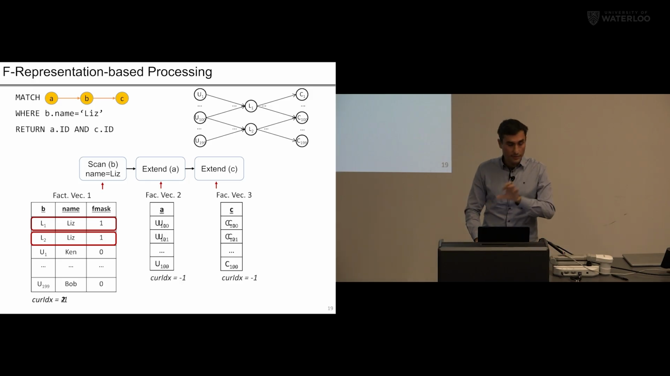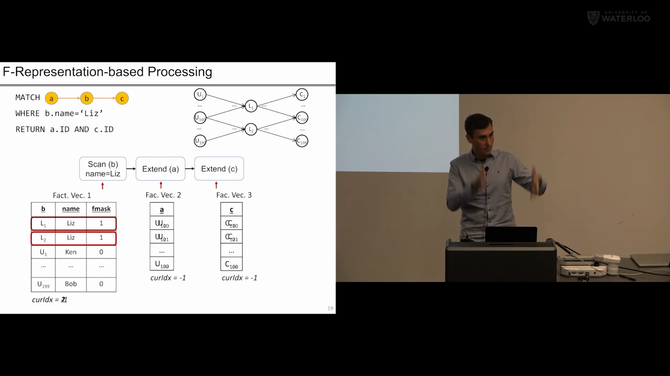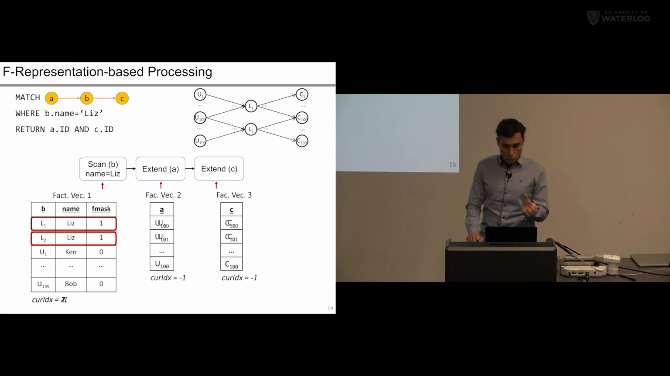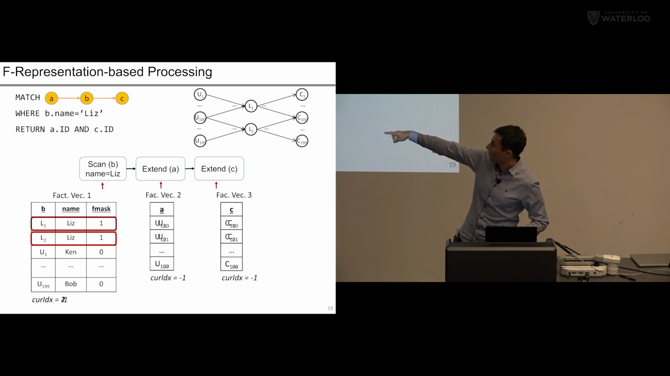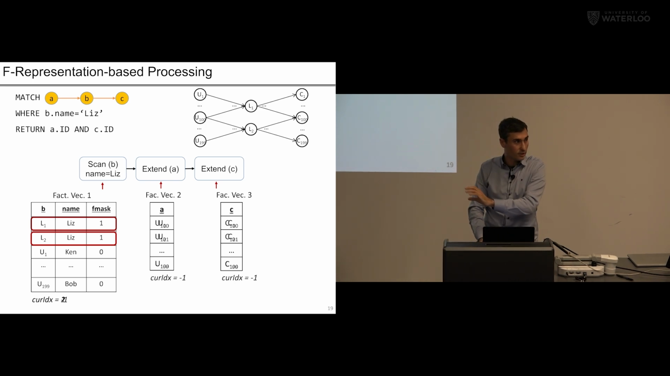And then write the results of the join, in this case the incoming neighbors, to a separate vector. So I'm no longer passing a single vector that has all the results in a flat manner. I am passing two vectors right now: one, the factorized vector group, and the second group to extend C. So that operator takes essentially two sets of vectors that are factorized.